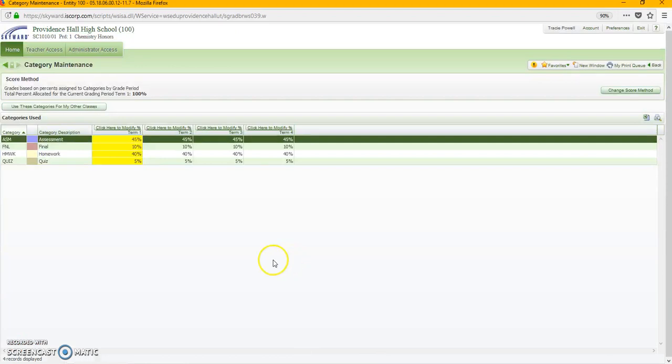the categories. In chemistry, 45% of your grade is an assessment. Those are like your projects and things like that, and tests. 10% is your final, 40% is homework, and 5% are quizzes. You need to know what percentage each category is worth because they are weighted based on that. So I'm going to go back to my page and I'm going to just jot those down.